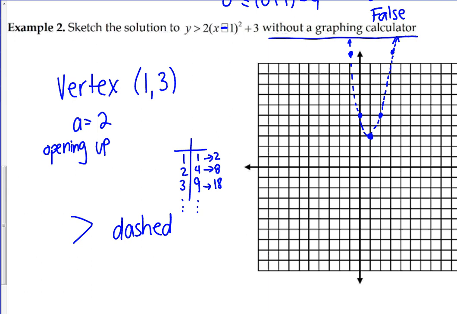And we want what direction if y is greater? Up, above the vertex. So where's your vertex? We want to shade above it.